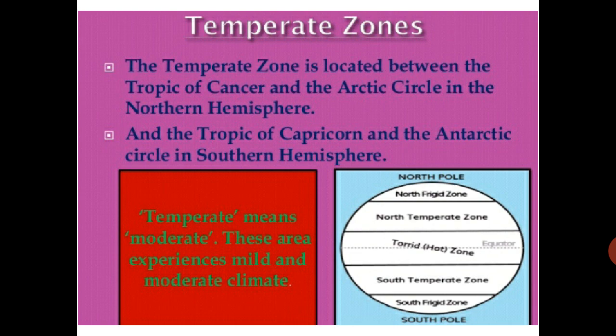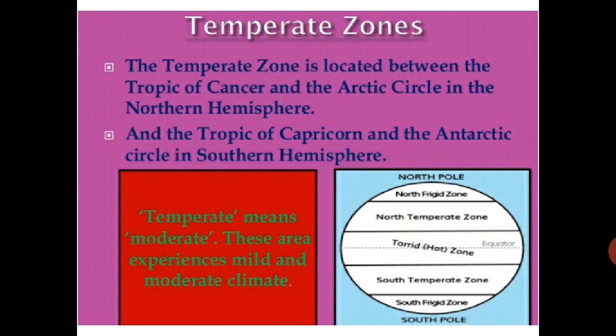See, this is the Tropic of Cancer and Arctic Circle. In between, the north temperate zone is there, and the Tropic of Capricorn and Antarctic Circle is there. In between, the area is the southern temperate zone. Temperate zone means the climate is moderate, not too hot and not too cold. Medium type climate is called the temperate zone. Below that, near the equator, is the torrid zone or tropical zone.